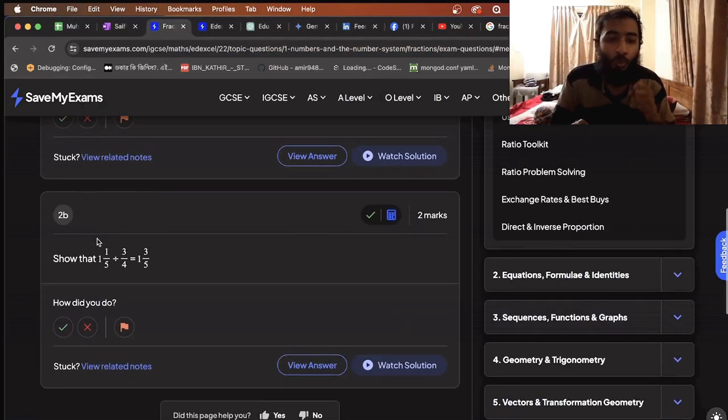In problem 2b, you have to show that 1/5 divided by 3/4 is 1 3/5. So now there is a fraction related equation with division involved.